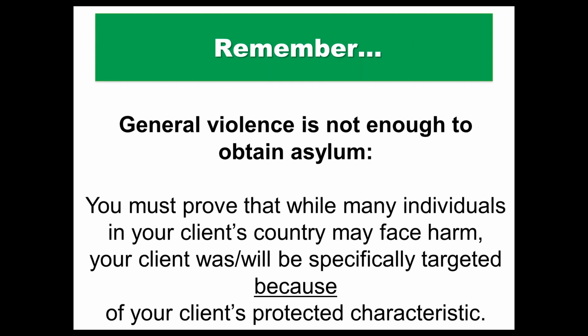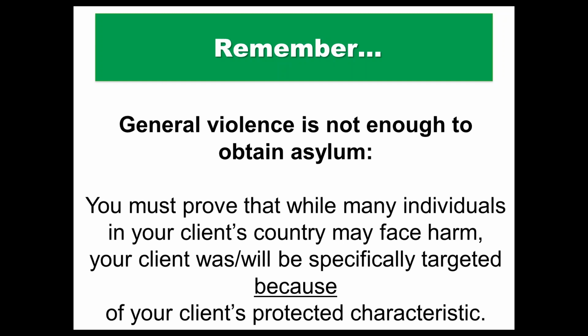And then a few quick reminders before we move into the real substance of our presentation today. General violence is not enough to obtain asylum. We hear a lot from our clients about the really horrific situations they had to flee and how their day-to-day existence was often inundated with various forms of violence. That can be useful to talk about in the claim in many different ways, but ultimately it's critical to show that your client fled because of an individualized harm. Your client is going to be specifically targeted.